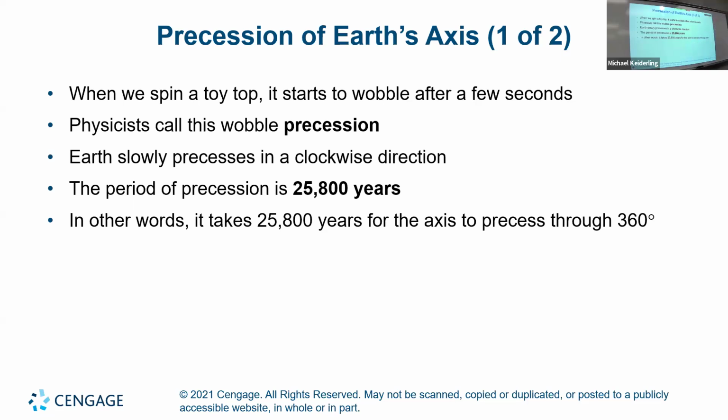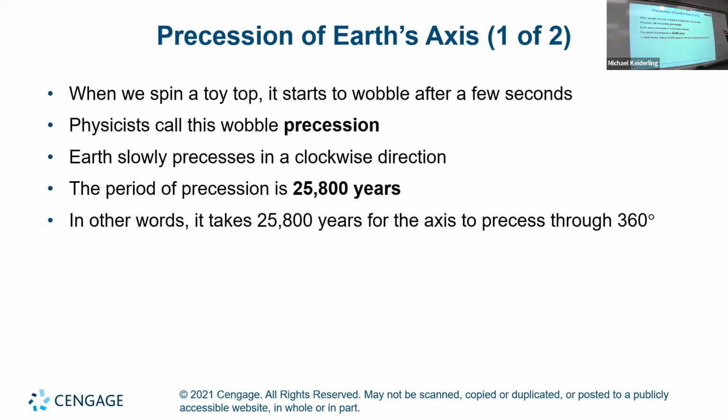And this doesn't affect the seasons we observe. In fact, our calendar is based around the seasons. So over hundreds of years, where we are in the Earth's orbit at any date will change. This is actually why zodiac signs have changed over time. So the Earth slowly precesses in a clockwise direction. The period of this precession is 25,800 years.